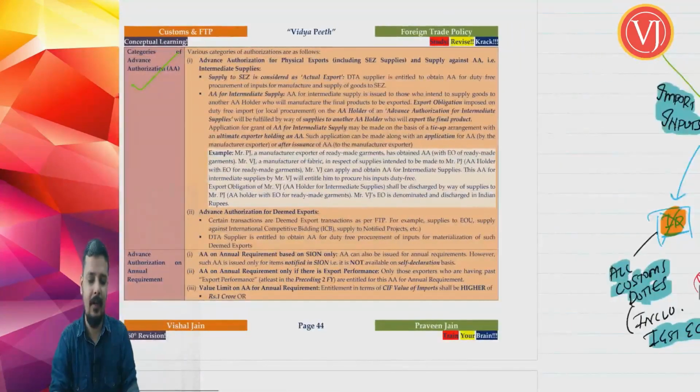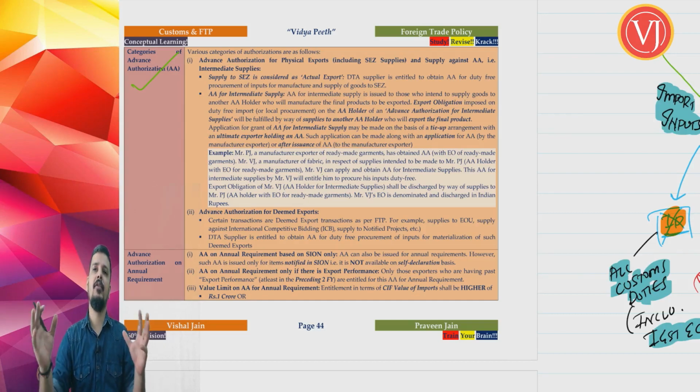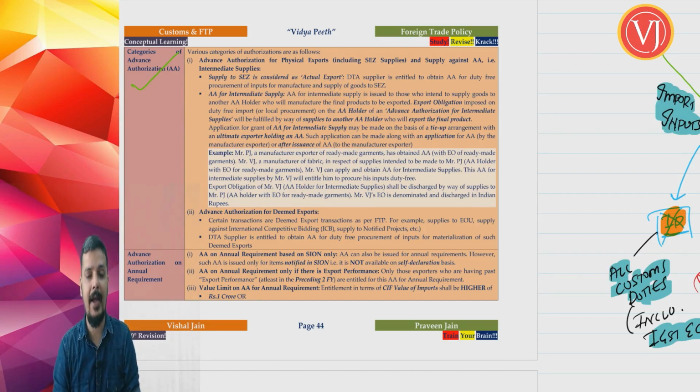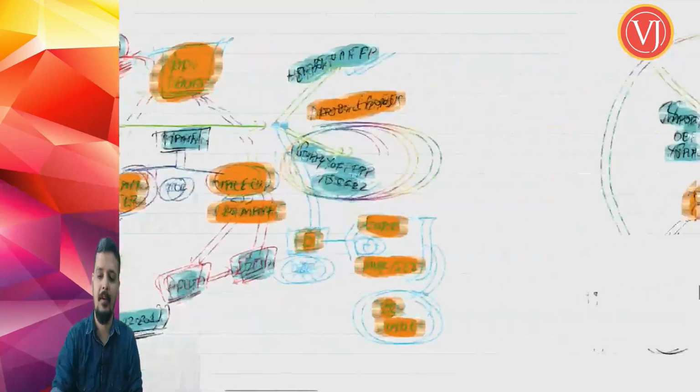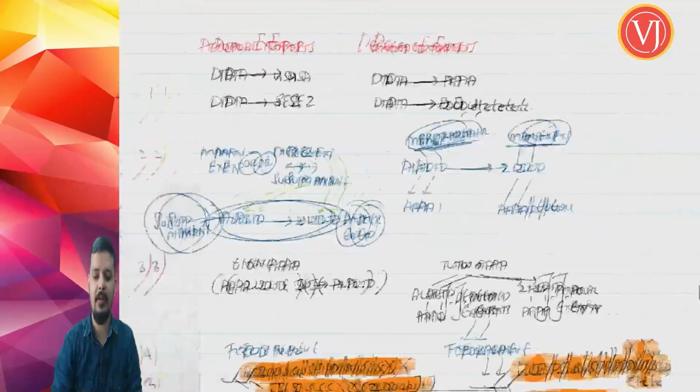Right, now friends, we are done with your advance authorization. One special point is there in advance authorization. Rather than going for advance authorization and having a full-fledged export obligation, a special person can apply for annual advance authorization. So the last point of your advance authorization, you have a special concept of annual advance authorization.